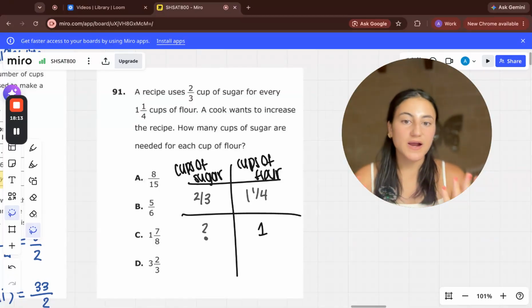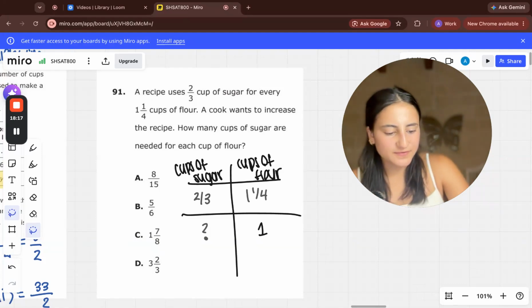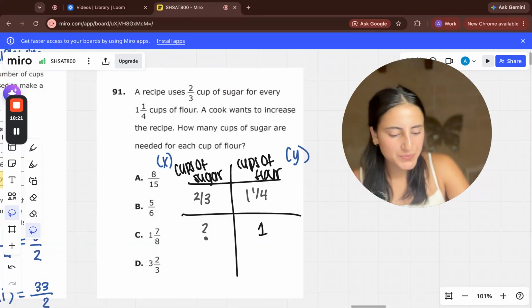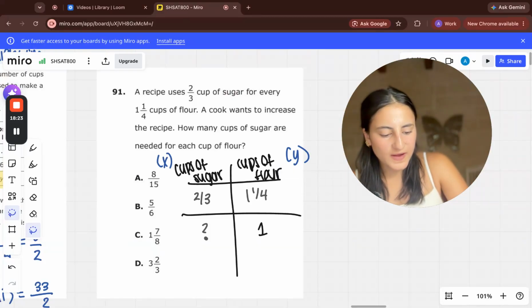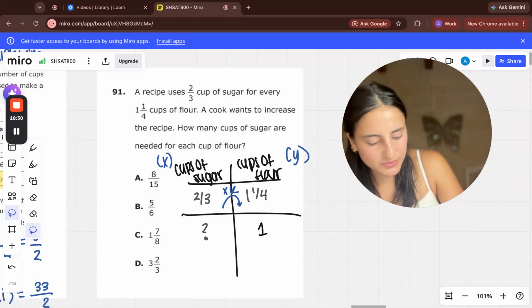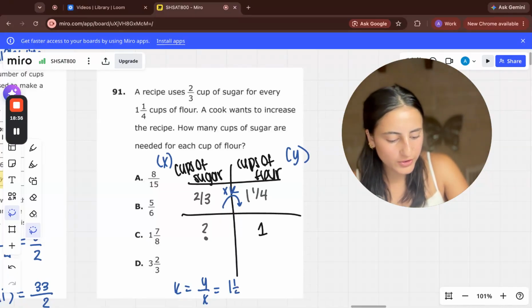In order to find that information, we can use the same process. Let's say that the cups of flour is equal to y and the cups of sugar is equal to x. In order to find that k value, x times k would get you the cups of flour. We need to solve it by doing k is equal to y over x. So we'll use the data they already gave us, which is 1 1/4 divided by 2/3.